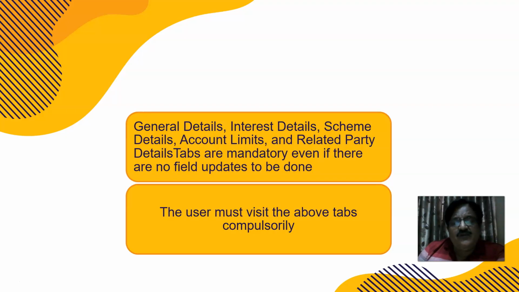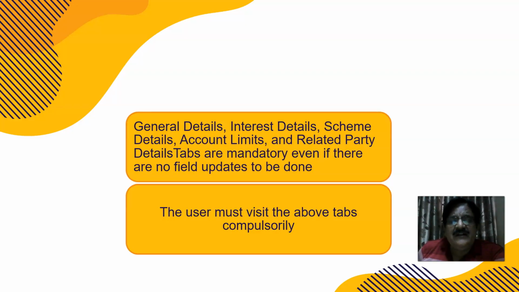Now, what tabs do you have to visit? General details, interest details, scheme details, amount limits, and RPD, that is related party details. So if there is more than one authorized signatory or more than one director operating the account, we'll have two KIF IDs. We have to add them as joint or either-of operators of the CC account.